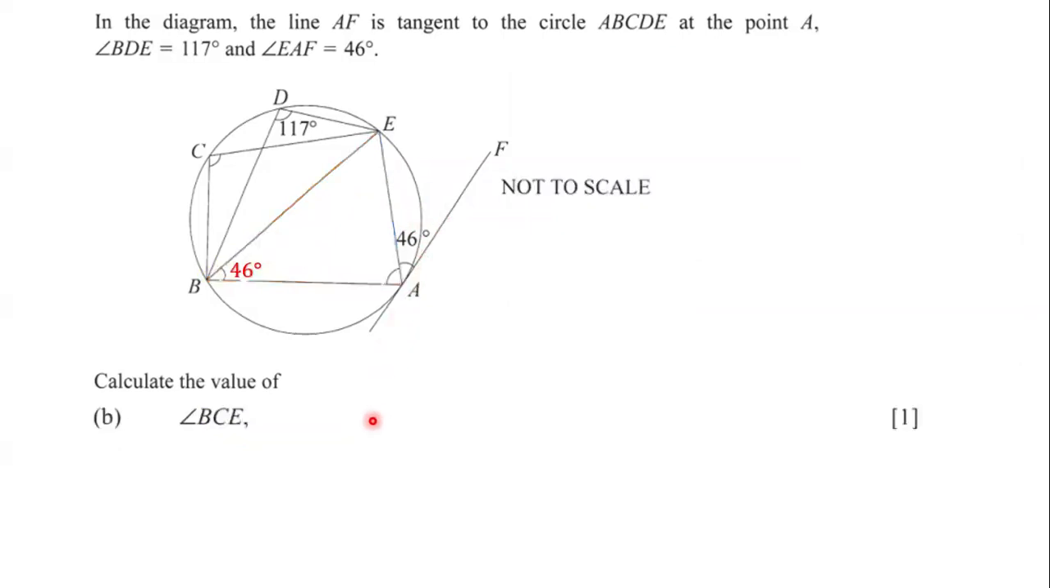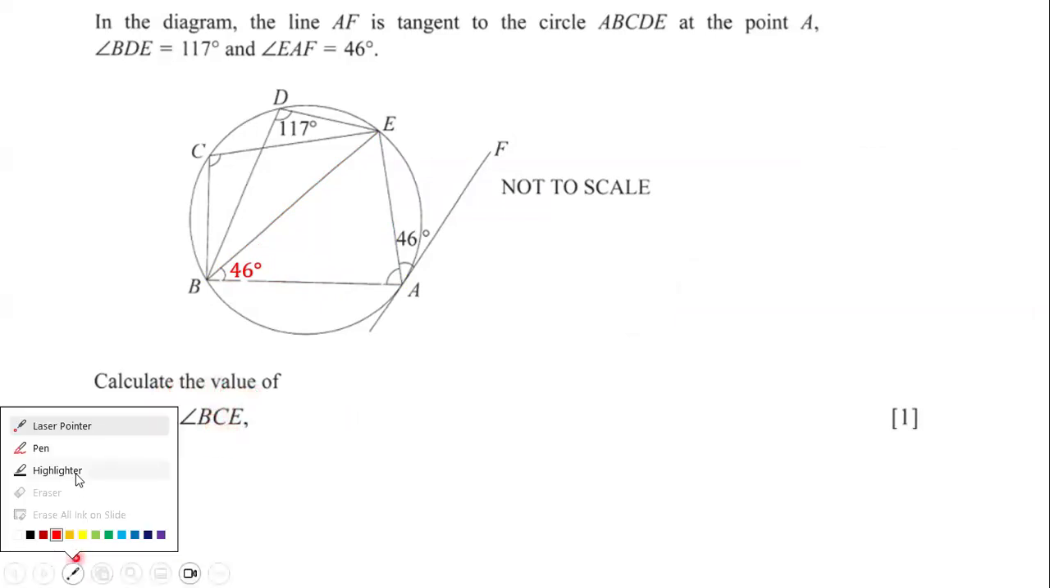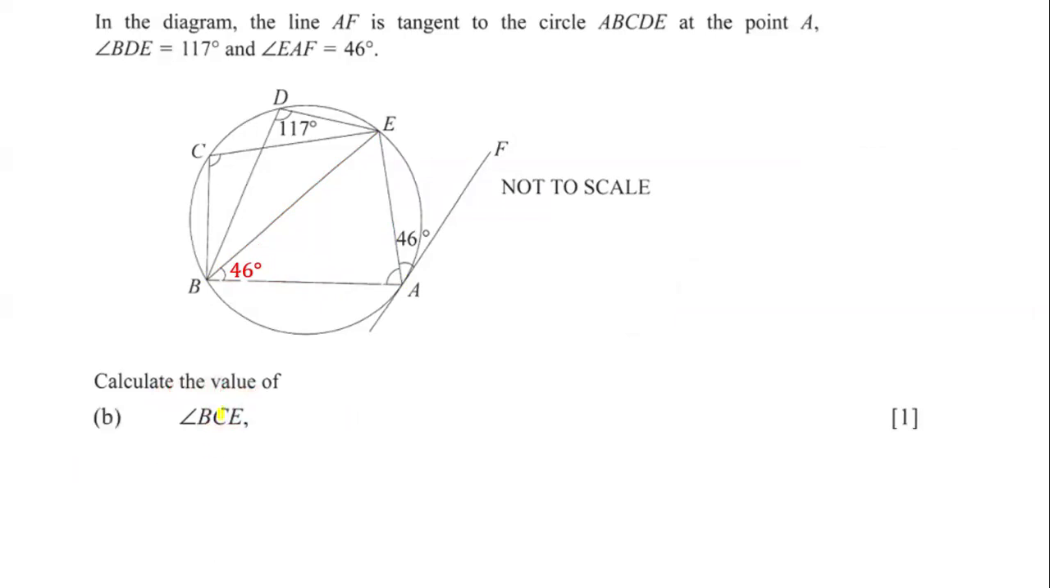Next, we have to calculate the value of angle BCE. So we have C right there, and we have to figure out the value of B. This is B, this is C, and this is E. All right, so we have to figure out the size of this angle right there. This is BCE, and we need to figure out the size of this particular angle. What is the size of angle C?